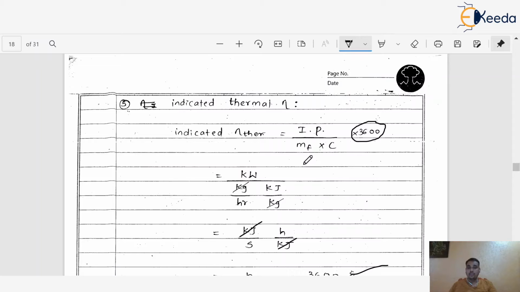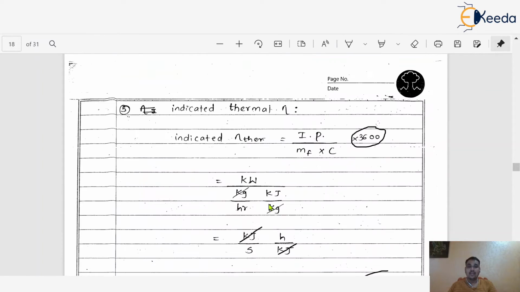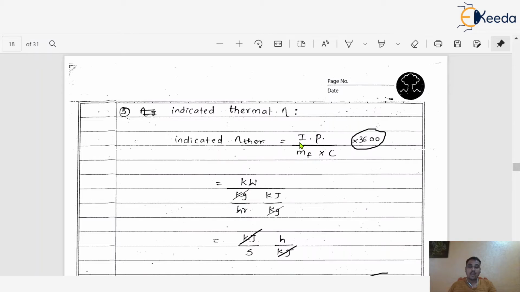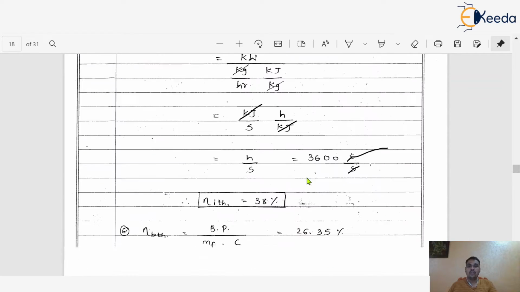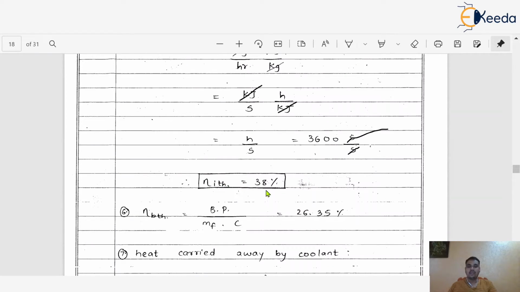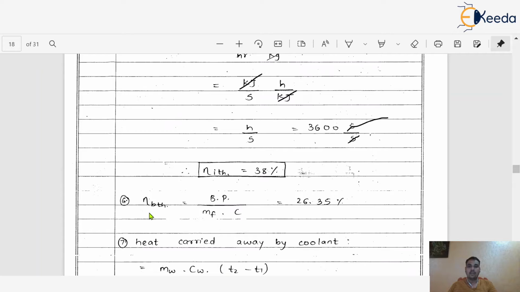I hope you understood this unit conversion, and it is very important for solving such kinds of problems. Now after putting in the different values, we have the indicated power, we have calculated the mass of fuel, and we have the calorific value given in the problem. Put all the values and multiply by 3600, and we find the indicated thermal efficiency is equal to 38%.